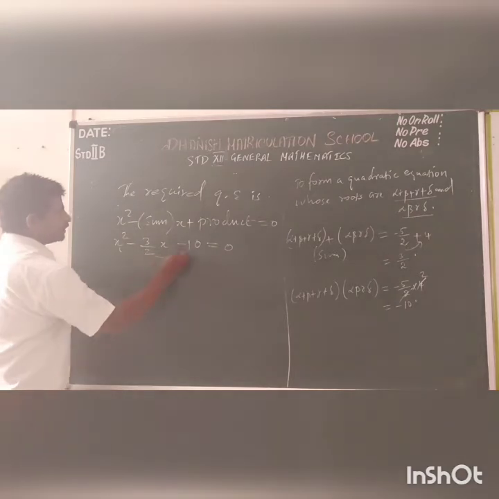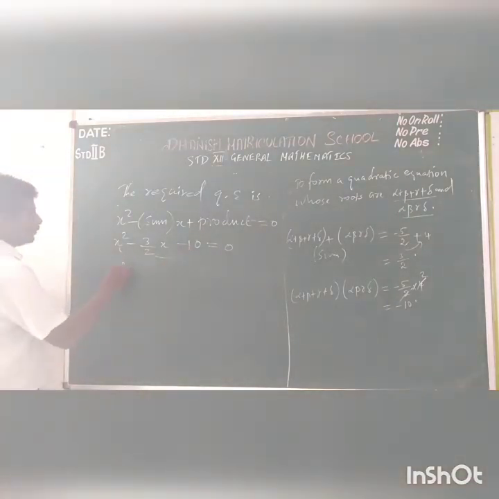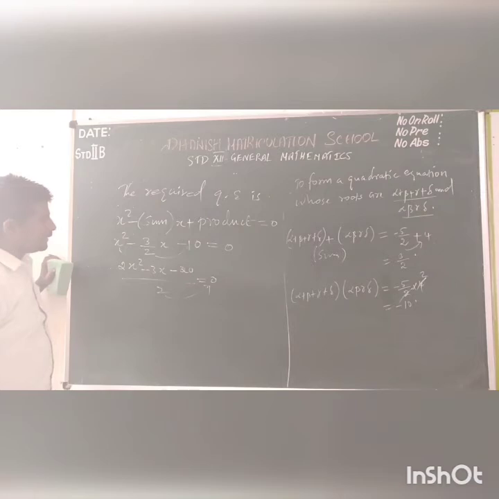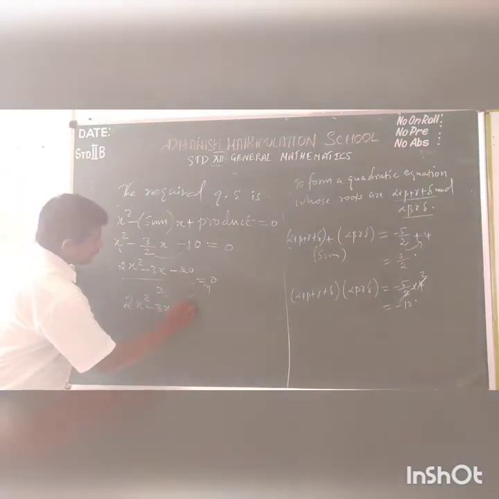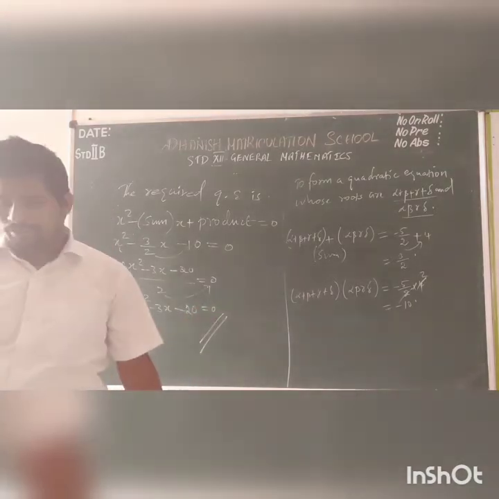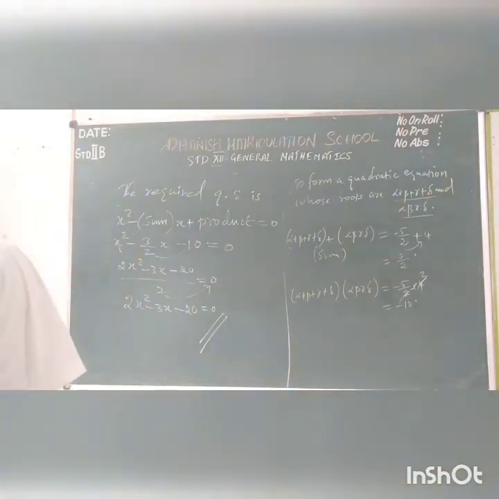Now we can go for the cross multiply. So 2x square minus 3x minus 20 divided by 2 equal to 0. Now I am going to bring this 2 into the right side. So the next step will be 2x square minus 3x minus 20 equal to 0, which is the required quadratic equation.